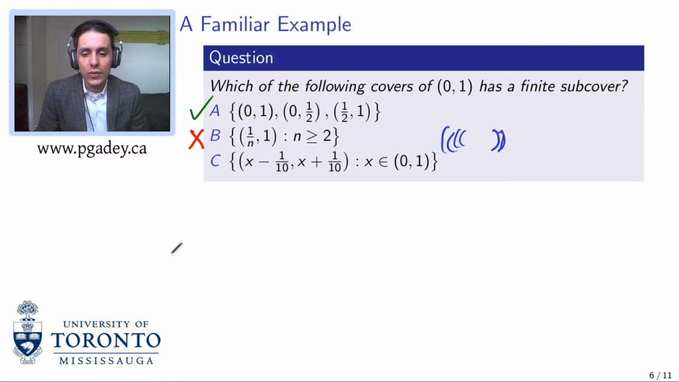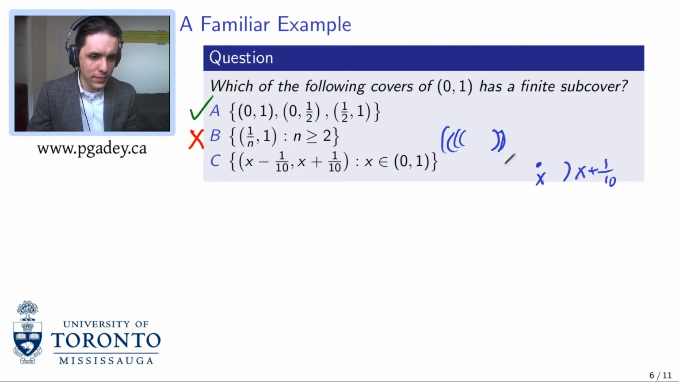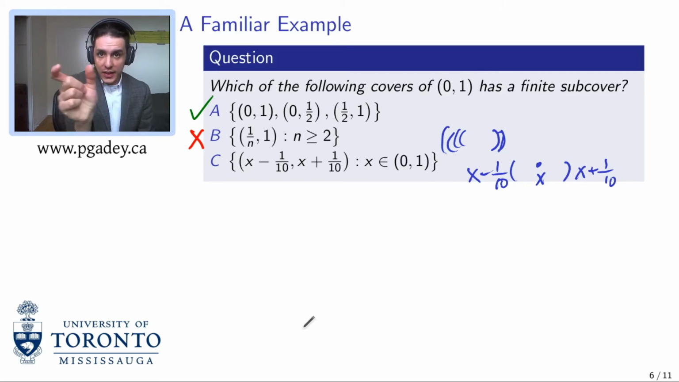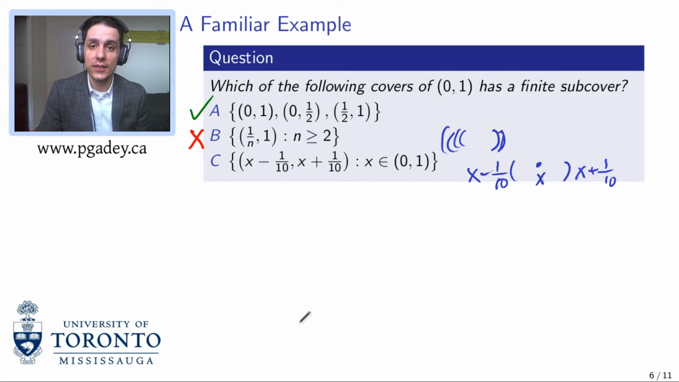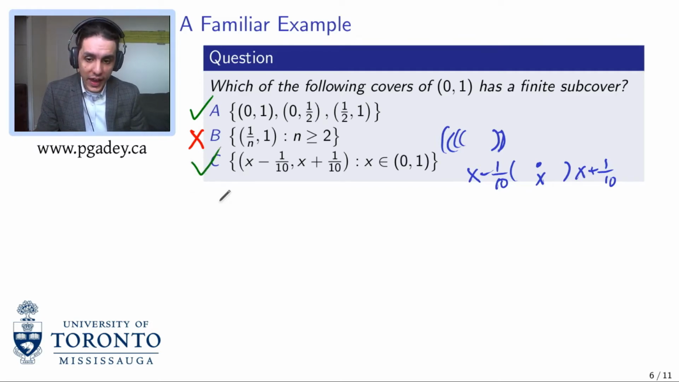Example C is quite interesting. Each of these has a fixed length, right? Each of these is 2/10 long. And then 0, 1 also has a fixed length. It's 1 unit long. So what do we have? At each point we have x, x plus a tenth, x minus a tenth. Right, so we have a centered interval at x around every point, and each of these has some fixed length. So if we take enough of them, we can cover all of 0, 1. So this will have finite subcovers. And it's interesting to ask how many need to be in this finite subcover. So these have length 2/10. So I think we need 5 or 6 of them to cover the whole interval.